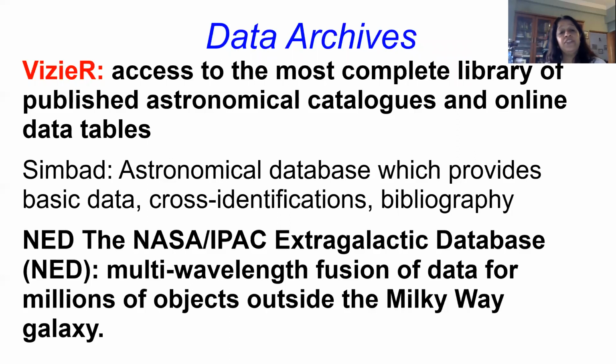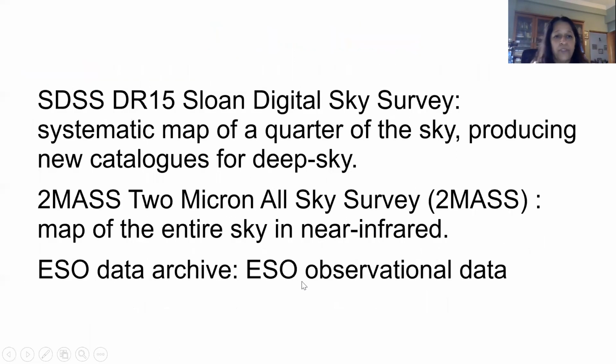The other one which I mentioned here is Simbad. Simbad is an astronomical database which gives you basic data, cross identifications, and bibliography. For example, you have a certain object and you want to know who else published articles about it. There is the NED, the NASA IPAC Extragalactic Database, for multi-wavelength fusion of data for extragalactic objects.